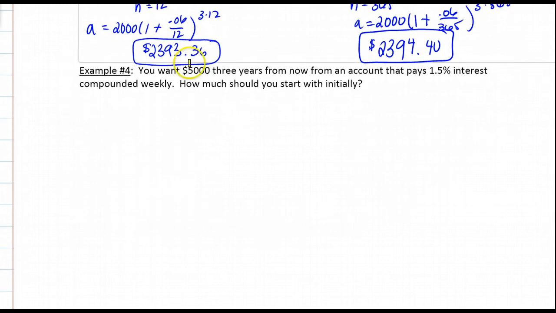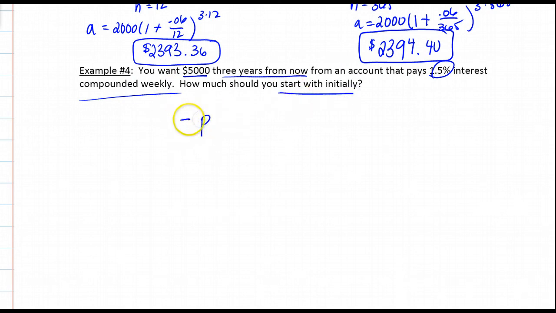So you want $5,000 3 years from now from an account that pays 1.5% interest compounded weekly. How much should you start with initially? So that means you're looking for P and you want 5,000 at the end. So that's my initial value and my final value. And then I need to plug it into the rest of the equation.